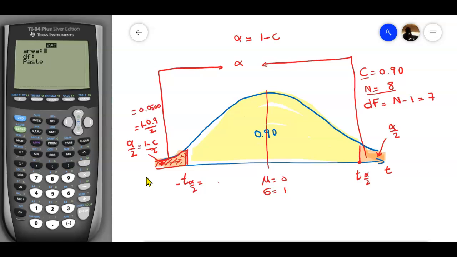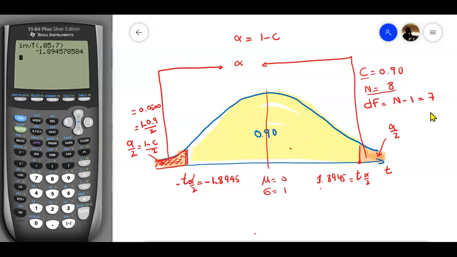And this should be equal to 0.0500. All right. Okay, so let's put it down. So this is going to be 0.05. Degree of freedom we say is 7. And we're going to paste it, enter, and enter. And here you go. So this is going to be minus 1.8945. All right, so by consequence this is going to be the positive side, 1.8945.